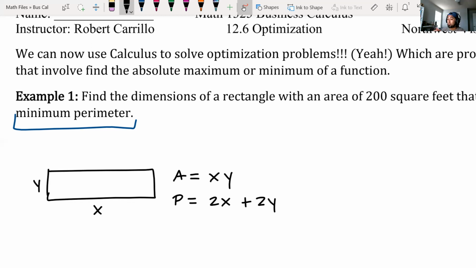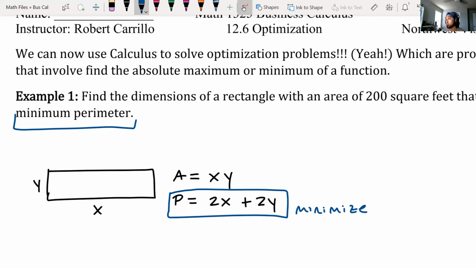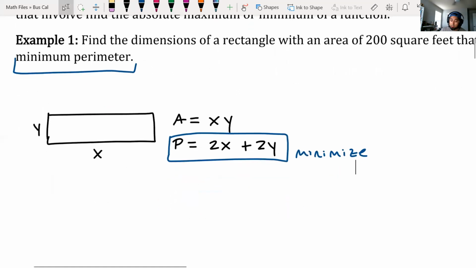From this problem, our goal is to minimize this function. We're going to minimize it, which means we're going to take the derivative. But if we take the derivative now, we're going to come across a variable that we don't need, and I'll show you that.